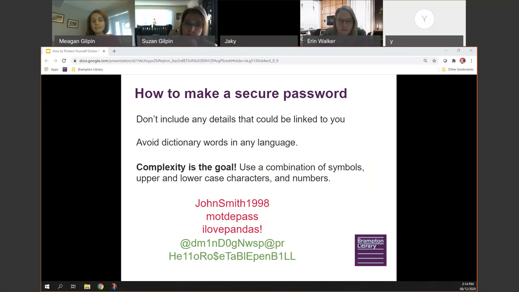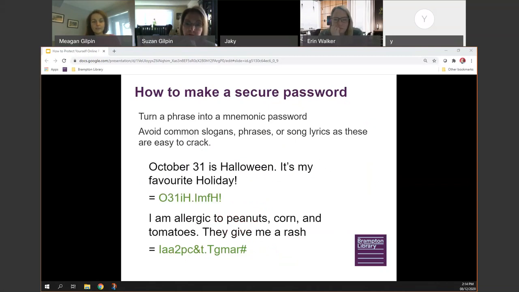So this is something that I really think is a good suggestion, using phrases. Phrases can be easier to remember than complex passwords. So one strategy is to take a phrase and turn it into a mnemonic password. For example, we have a couple of examples up here. The first one, October 31st is Halloween, my favorite holiday, will become the password capital O, 31, lowercase i, uppercase H, period, uppercase M, lowercase f, uppercase H, exclamation mark.